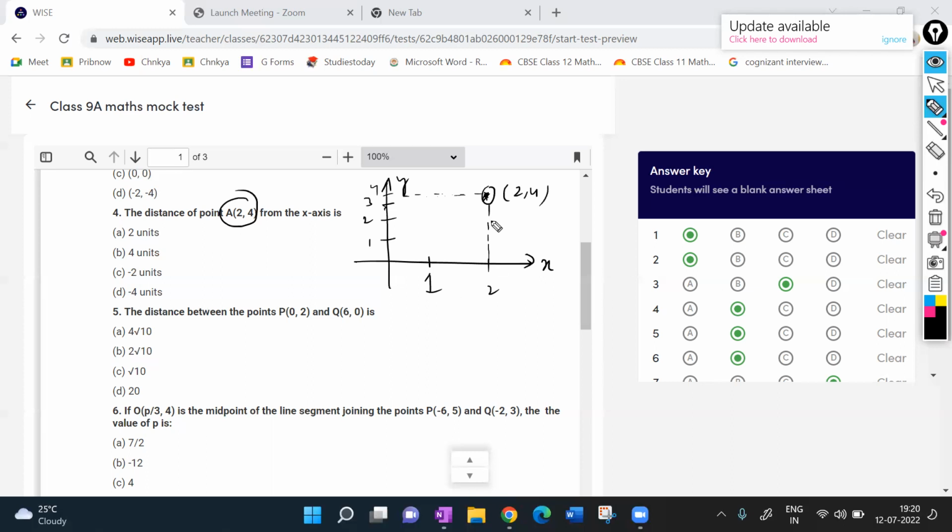The y coordinate. Look at this here. From the x-axis, how far is it, beta? 4 units. From this x-axis, this is the x-axis, right? We have to take the y coordinate, and from the x-axis how far is this point? 4 units. So option B is correct here. Okay, that is how we got that. Next question.